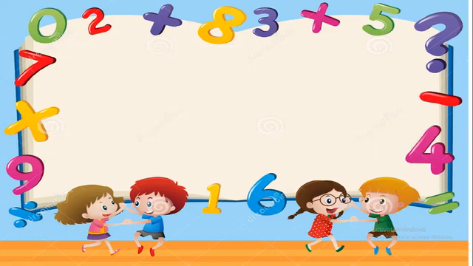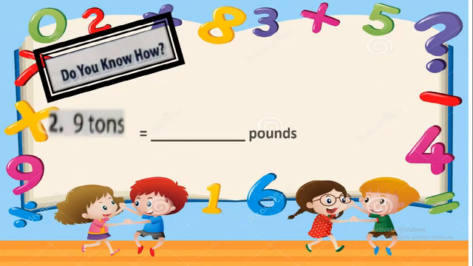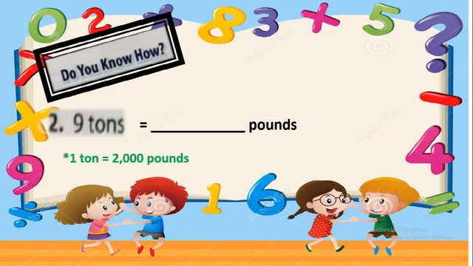Okay, now let's do some practice in Do You Know How? So let's solve question number 2. 9 tons is equivalent to how many pounds? Before converting, we must know the conversion unit for that. So we must remember that 1 ton is equal to 2,000 pounds.